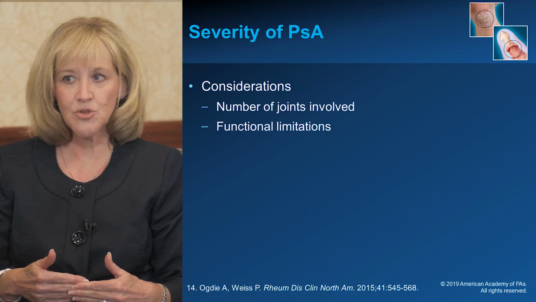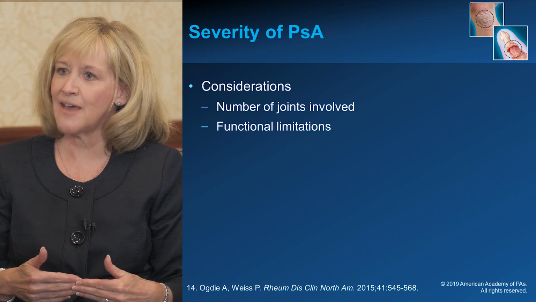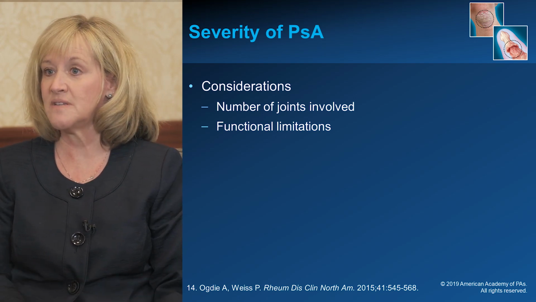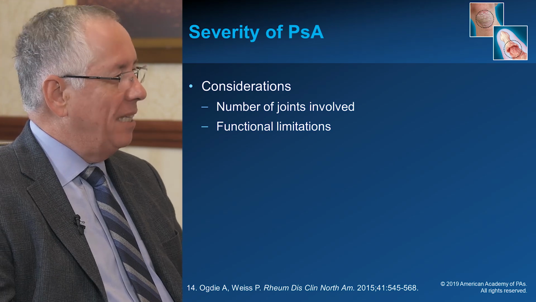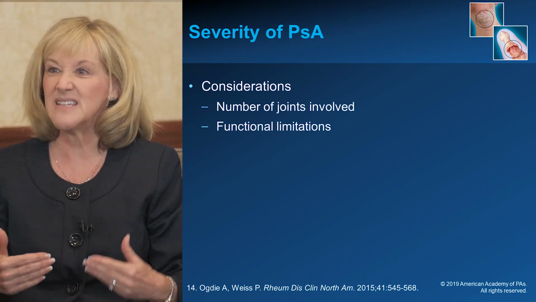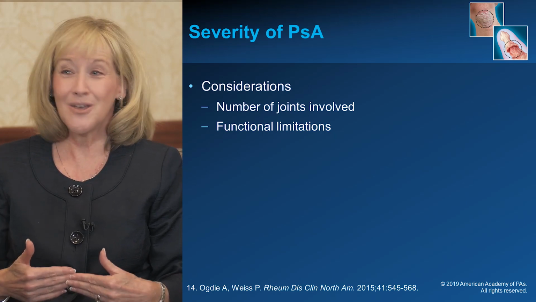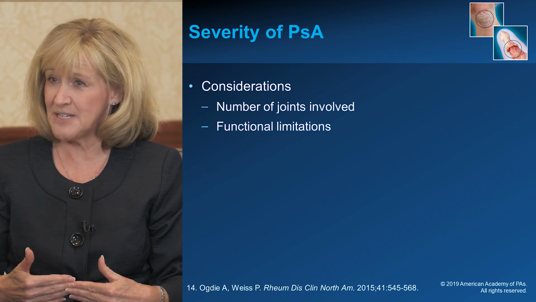So we talked about how we grade the severity of psoriasis. How do we grade the severity of psoriatic arthritis? So that is really focused on the number of joints involved and functional limitations that are imposed due to the burden of the disease. What are the cut points? How do we define mild, moderate, severe? There really isn't a standard set when it comes to severity. It really is focused on functional limitations.